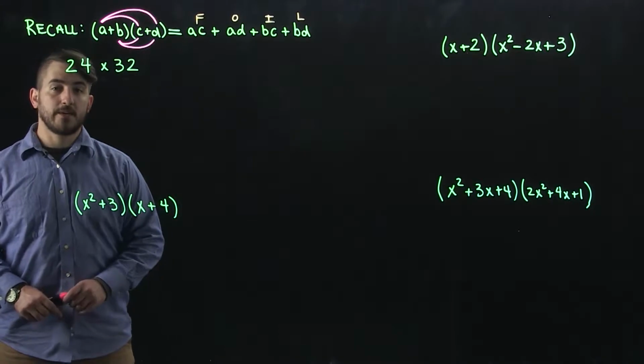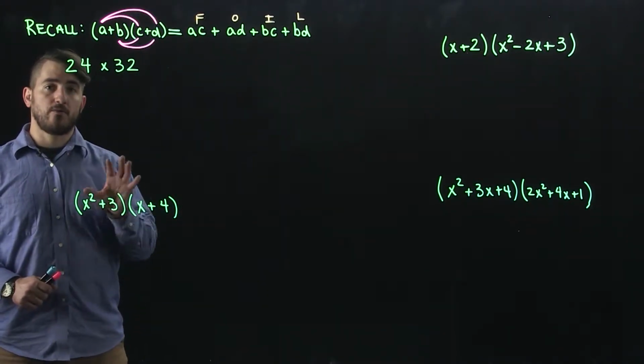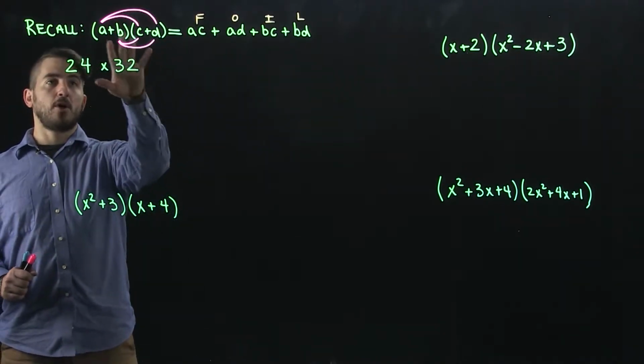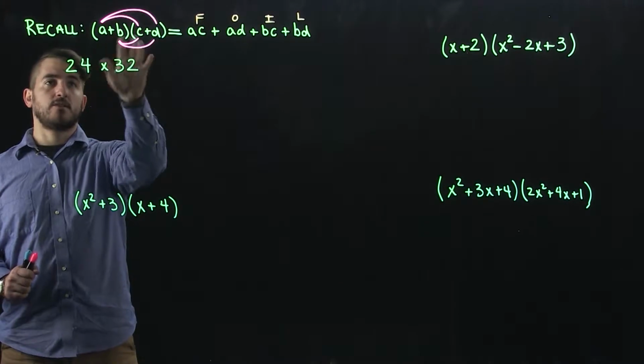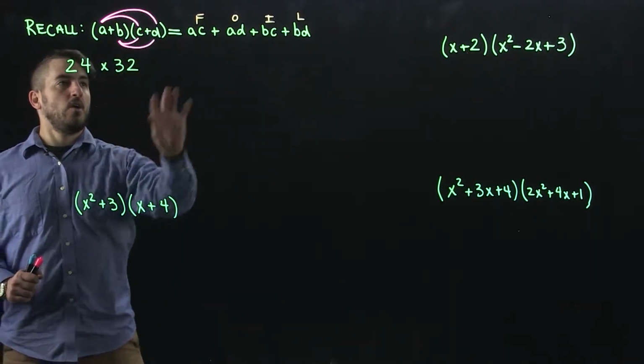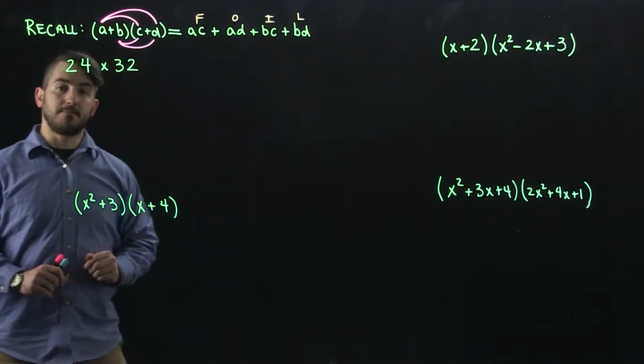Hello. Today we're going to be talking about multiplying two polynomials. But before I go through that, I want to remind you of the distributive property. When we multiply a sum of two things, a binomial, (a plus b) times (c plus d), we get the following result: ac plus ad plus bc plus bd.